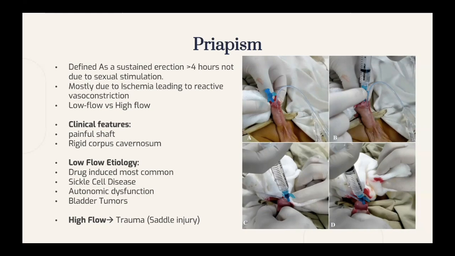Low flow is commonly associated with ischemia, and high flow is associated with trauma, especially saddle injury. Low flow can also be drug-induced. It can occur in sicklers, especially if they're pediatric; you start to suspect sickle cell disease. Autonomic dysfunction and bladder tumors are also other causes of priapism. The main clinical features include a painful shaft with a rigid corpus cavernosum and a sustained erection.